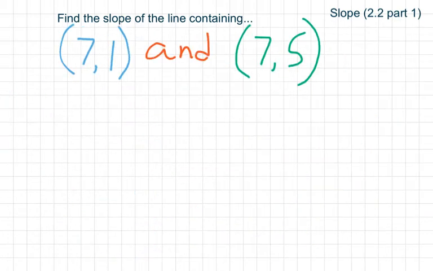Okay, this time I gave you the points 7,1 and 7,5. I want you to find the slope of this line. I want you to do this on your own, and then look ahead in the video and see what the answer is. So right now, go ahead and pause the video, try on your own, and then see me work it out. Seriously, go ahead. Pause it. Pause the video. Try it yourself.